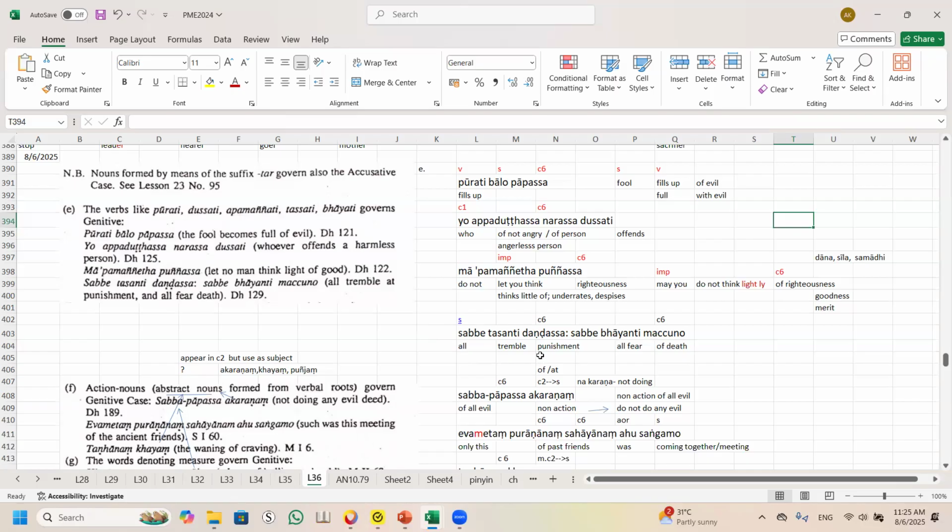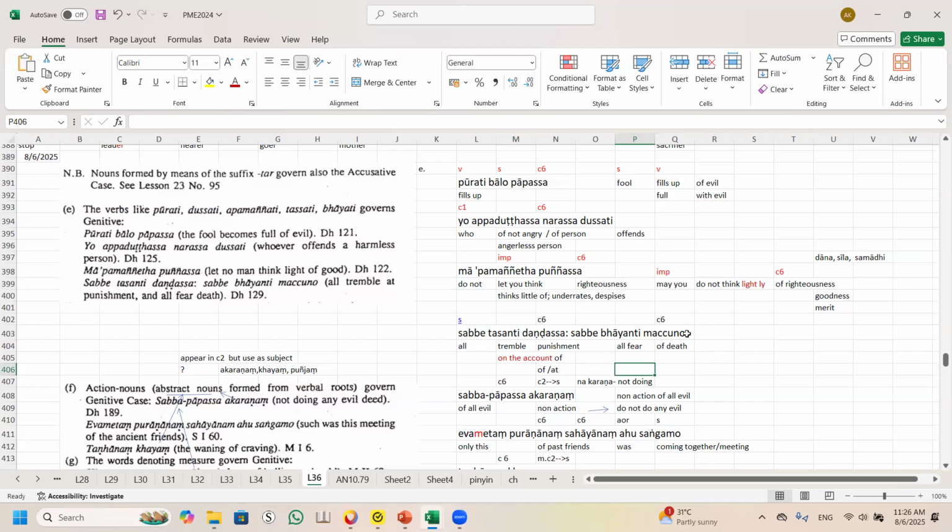All tremble, here technically it is supposed to mean tremble on the account of punishment. You have to add in "on the account of." So all tremble on the account of punishment. You see the "of" is here; this part you have to add in. If you don't want to use this, you can put "all tremble," but still I have to use this. This sounds better.